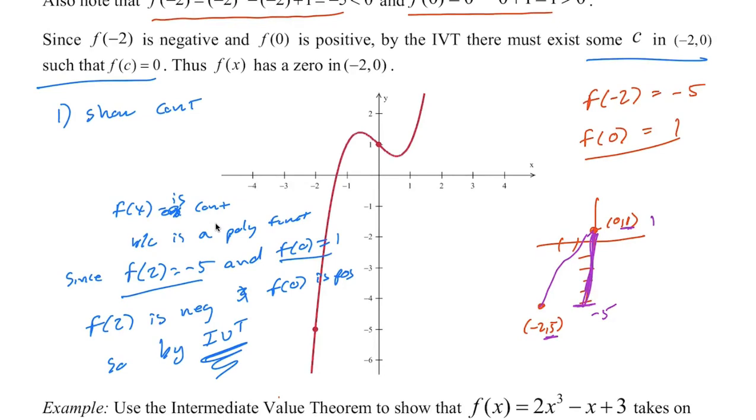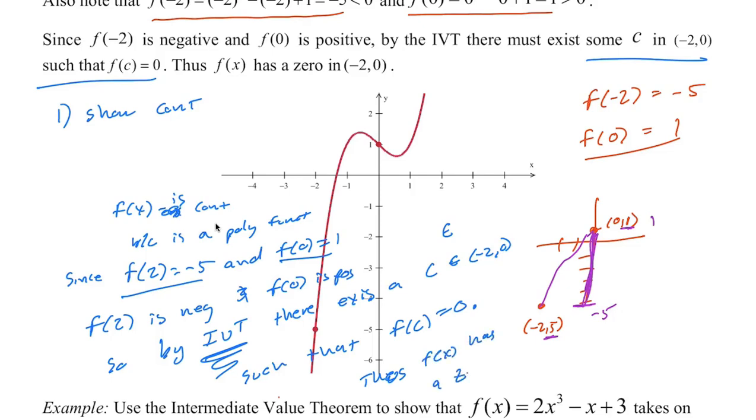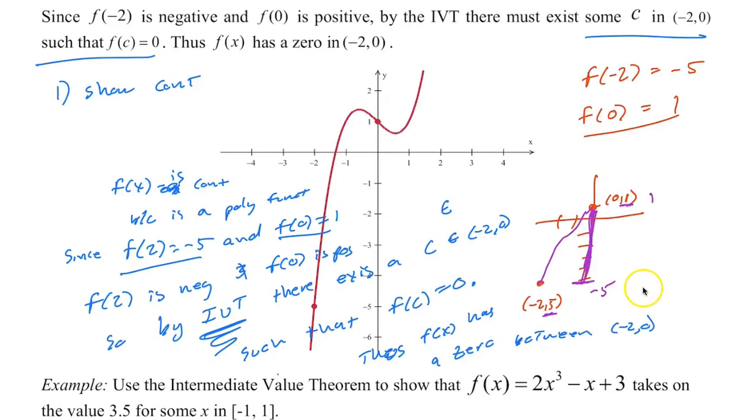So we're going to copy that right there. So there exists a c in between negative 2 and 0. This is just fancy writing for c an element of negative 2, 0, so it's in between negative 2 and 0, such that f of c equals 0. And that's kind of it. Then you could finish off by saying thus f of x has a 0 between negative 2 and 0. But that's kind of the crux of it. And that's how we use IVT.